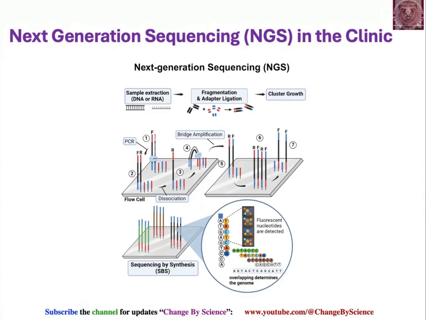So if you are familiar with this image, you can clearly see here the sample extraction, that is DNA or RNA, to fragmentation and adapter ligation, then cluster growth. But there are lots of processes which are involved in the sequencing.